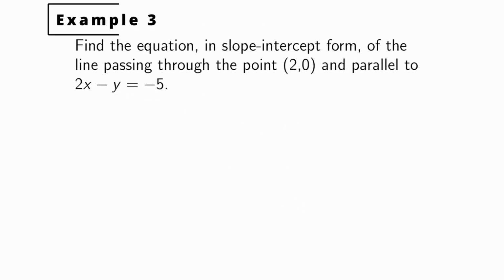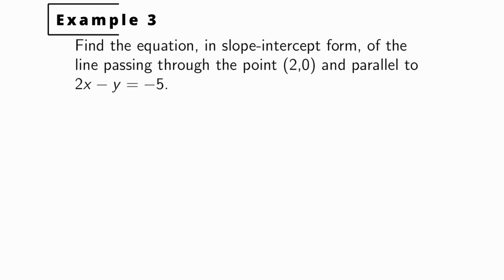Example 3. Find the equation in slope-intercept form of the line passing through the point 2, 0 and parallel to the line 2x minus y equals negative 5. You'll note that we're given a point, but we're not given a second point, and we're not exactly given the slope of our line that we need to find.